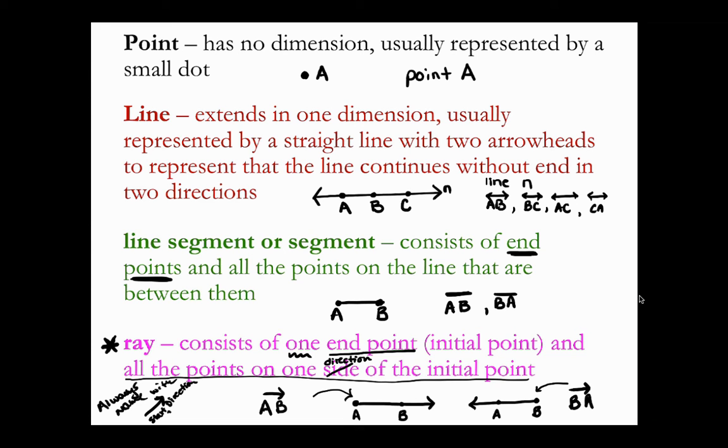So where does it start and what direction is it going in? So you have to tell me where it starts and then any point in the direction it is going. So lines go in both directions, segments have 2 endpoints, and a ray has 1 endpoint and goes in one direction.